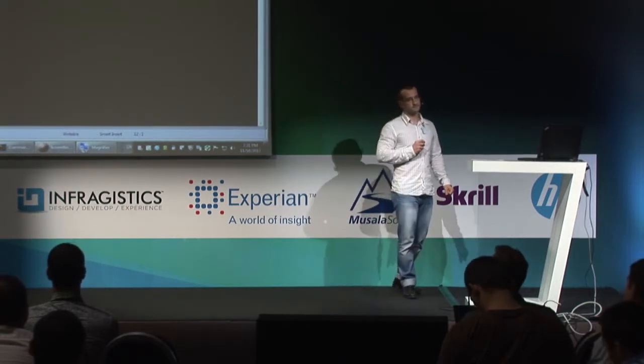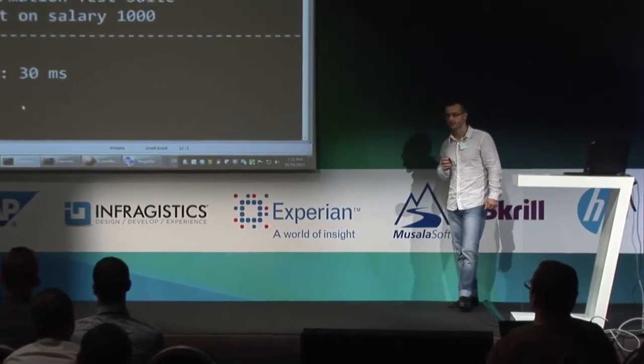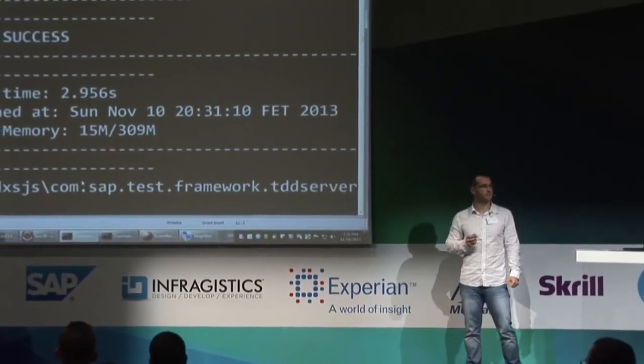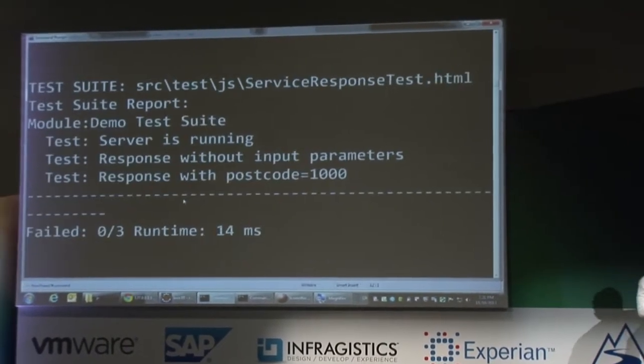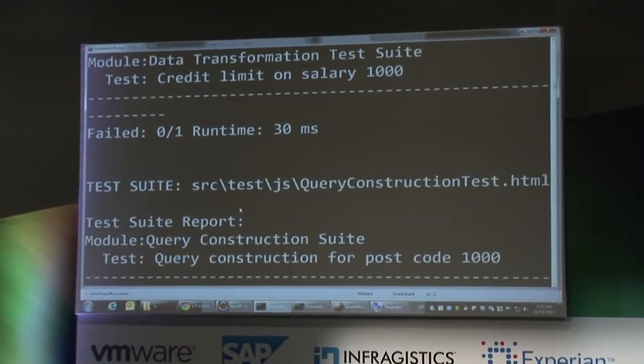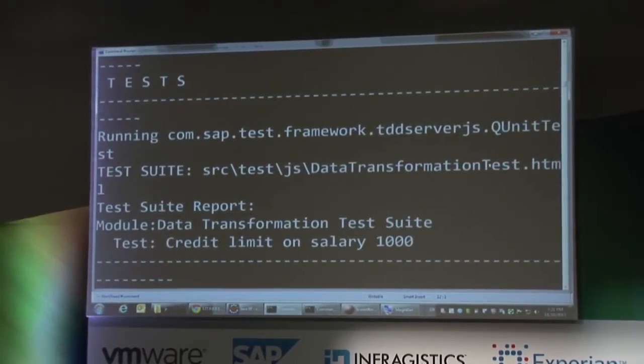Let us run Maven. Will the build be fast? There is no starting server, so we have built our project in less than 3 seconds. Let me show you the test section. You may see here, execution of QUnit test. This is the entry point of our TDD4JS framework.